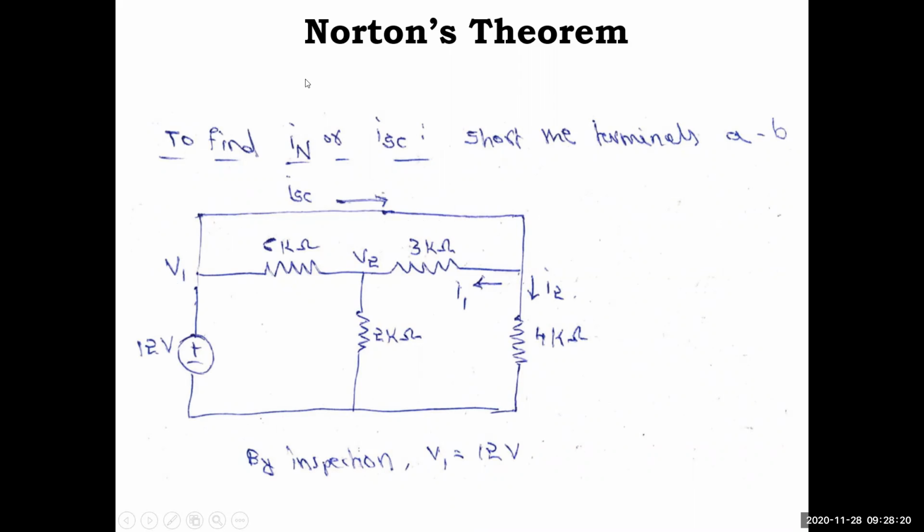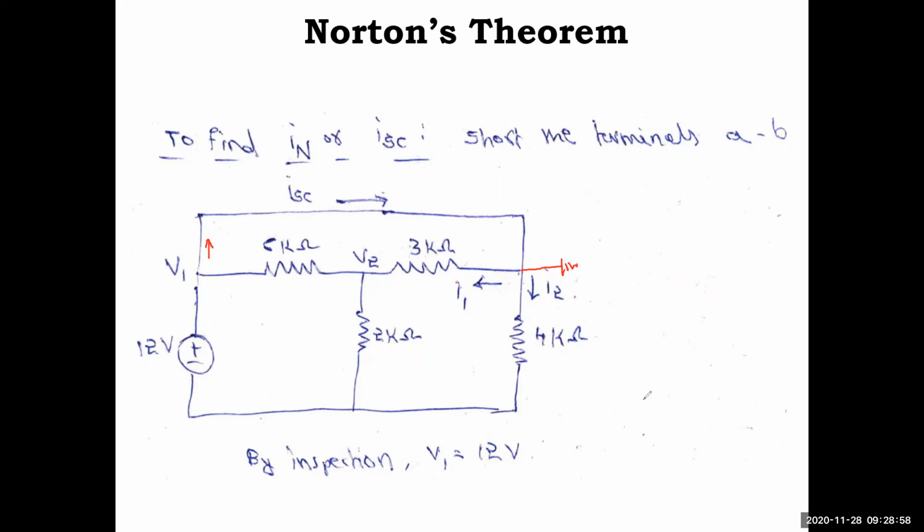KCL we are applying. The total current leaving from this node is ISC, which is divided here according to KCL. I call this current I1, and on this side it is I2. Then they will join together again, and it becomes ISC. So now we will identify two nodes, V1 and V2, and here we consider this as ground, at ground potential.